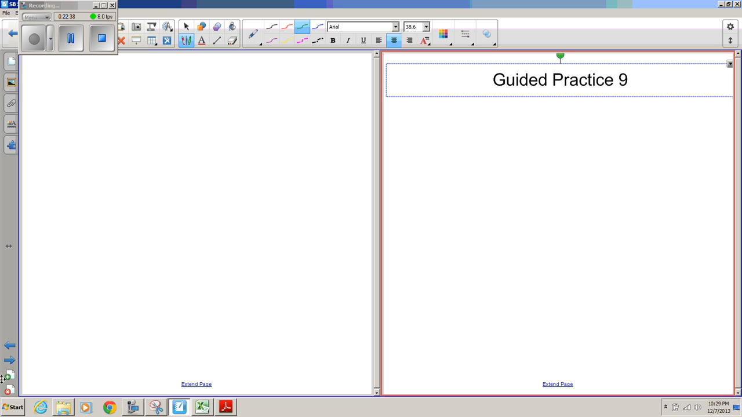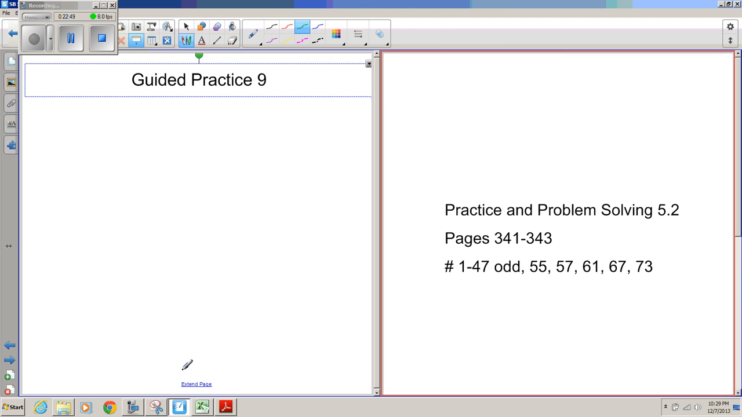Okay, guided practice number 9. Graphing the polynomial. Well, you're pretty much going to make a sketch on your calculator and make a table of values and go from there. All right, so that's it. Don't forget to do the rest of the guided practices. This part here will be done in class.